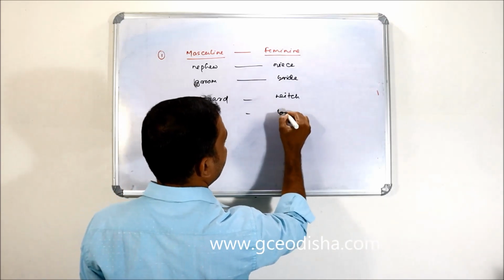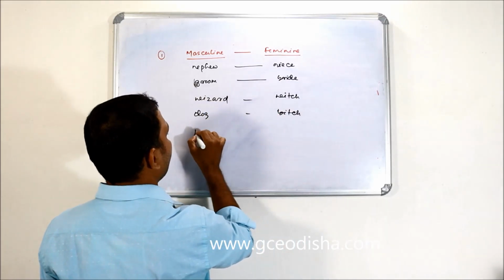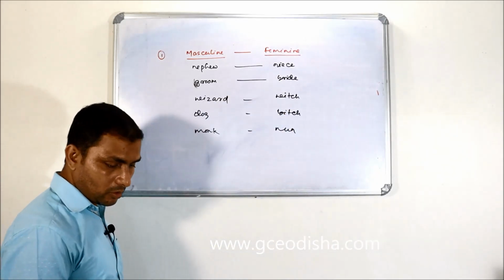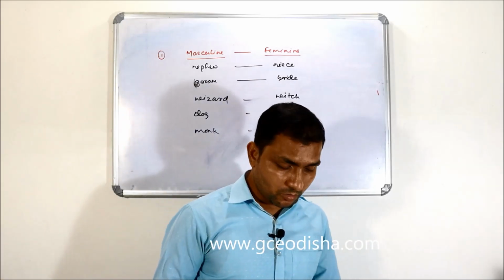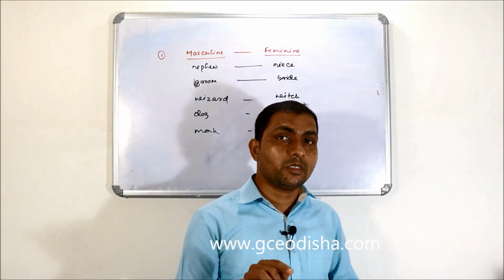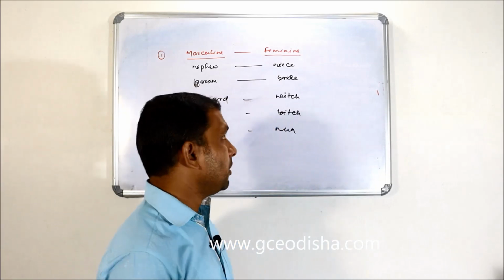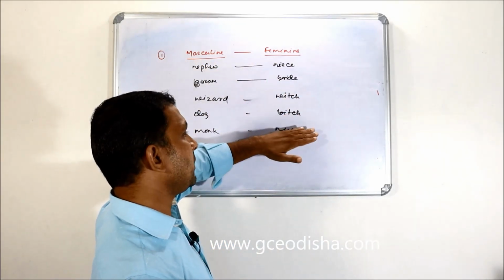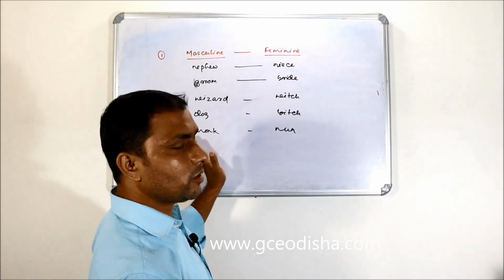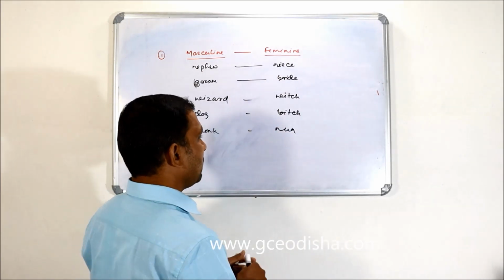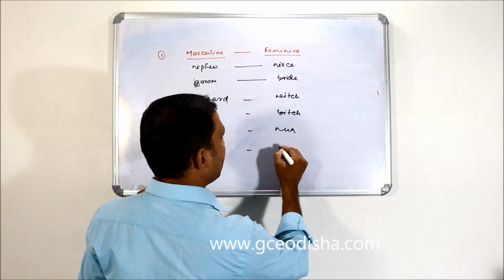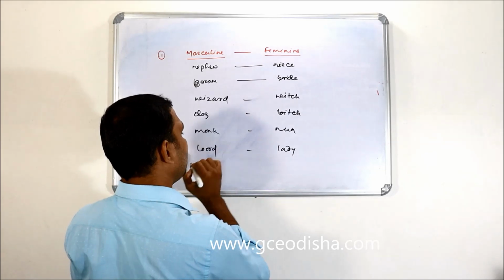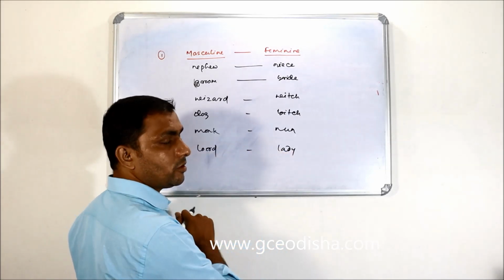Dog, it is bitch. Monk, it is nun. Understood? So examination most of the times ask the questions that what is the opposite gender of a particular word. It may be given nephew, we have to write niece. May be given it is nun, we have to go for the monk. Suppose here it is written feminine, it is written lady, then we will go for here lord, lady to lord.